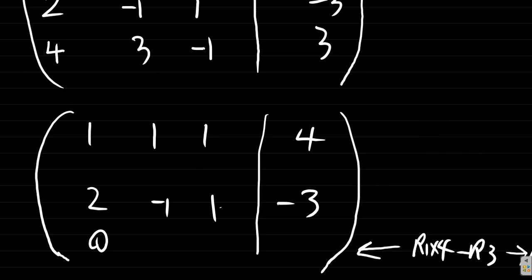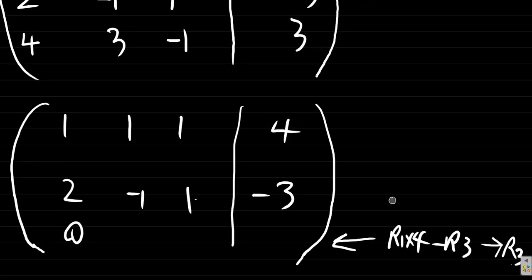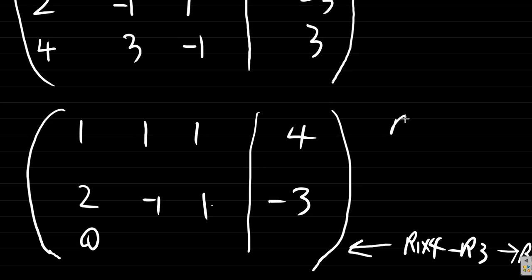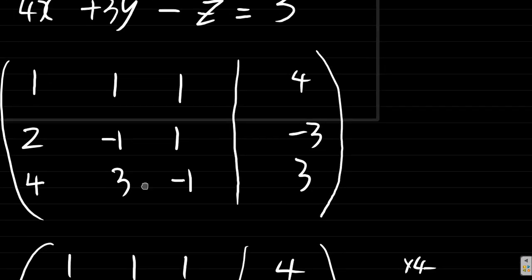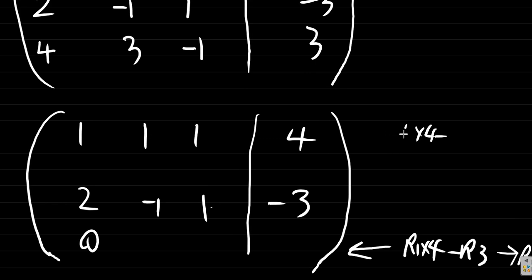After that, row 1 times 4 minus row 3 again. Alright. So row 1 times 4 minus row 3. But what is in row 1? Oh, I remember this one's going across. So it's 1 times 4 minus 3, this 3 here in row 3. 4 minus 3 is 1. So a 1 would come here.